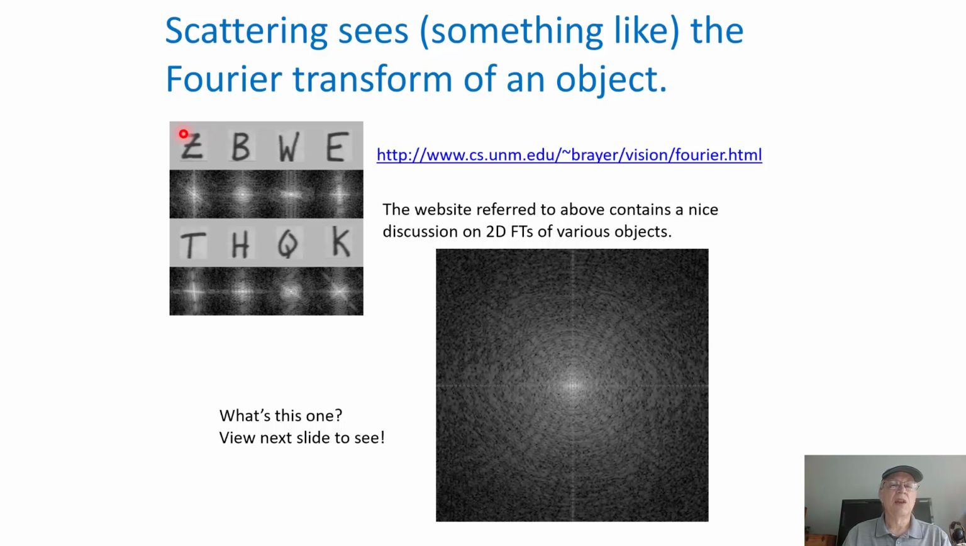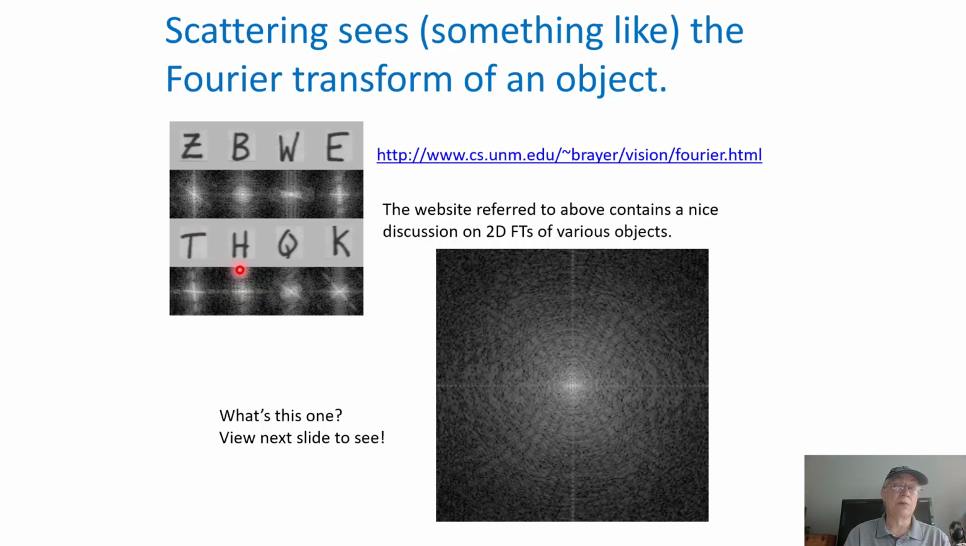So look at Z here. Z has 3 horizontal lines, and together they produce this vertical streak, okay? And it has one long diagonal line, and that's what produces this diagonal, but oriented to the side because of the inverse nature. You can try to convince yourself that the rest of these make sense. T certainly makes sense. H is looking like T. What's the difference between an H and a T to a Fourier transform?